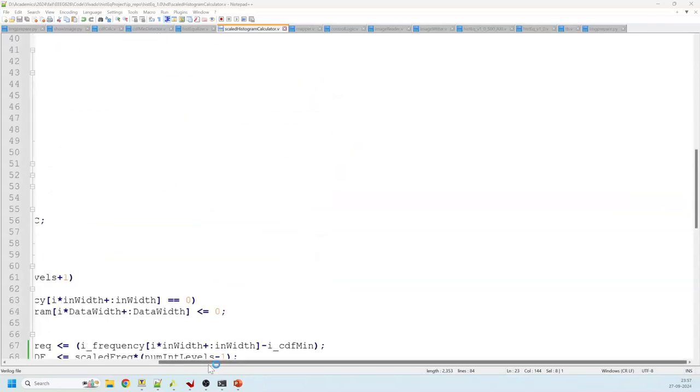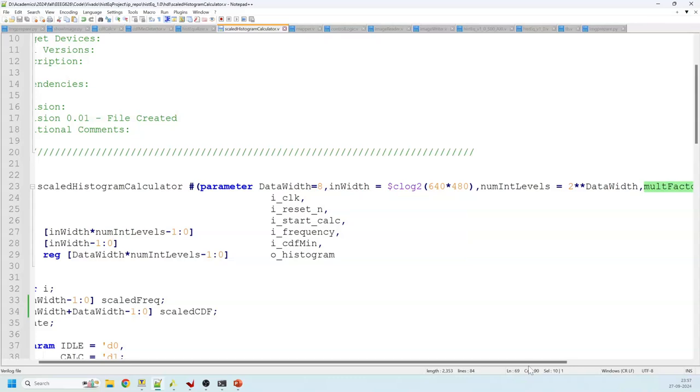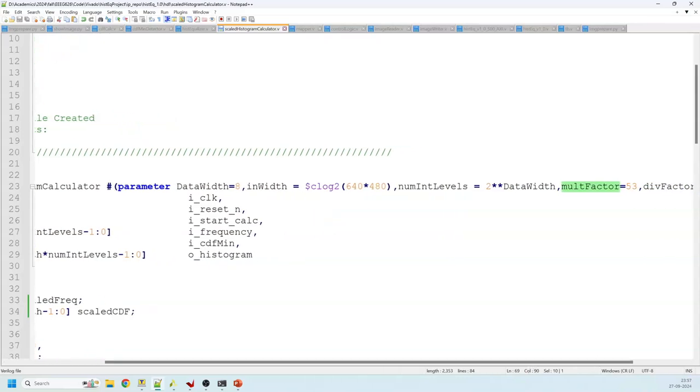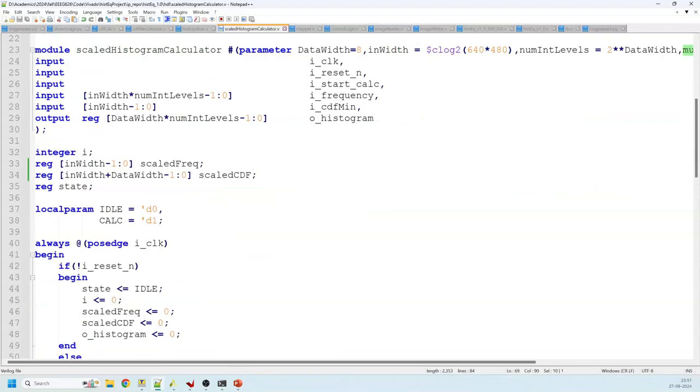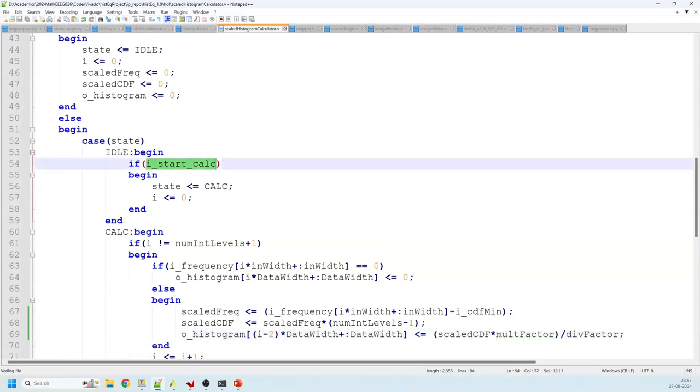This is one trick we do sometimes. Actually, there is no division operation here. It will be manipulated only by connecting wires. The only operation that is going to happen is multiplication by 53. It is not a power of 2, but still, using DSP, it should be able to do that multiplication quite efficiently. Once all calculations are done, it will go back to the idle state, and it will again wait for the start signal from the control logic for the next image.